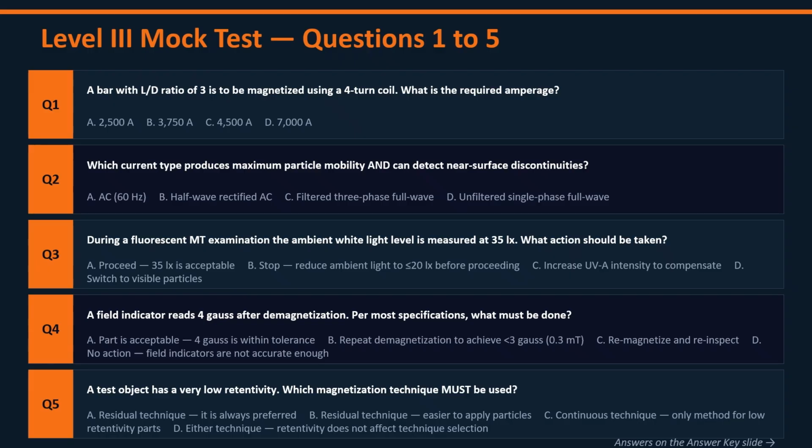Question 4 gives a residual field of 4 Gauss after demagnetization. The training target is below 3 Gauss, so the component must be demagnetized again and rechecked. Question 5 asks about a low-retentivity component. Because it cannot hold sufficient magnetism after the field is removed, the continuous technique is required. When studying these questions, calculate first, compare against the specified limit second, and only then select the answer.